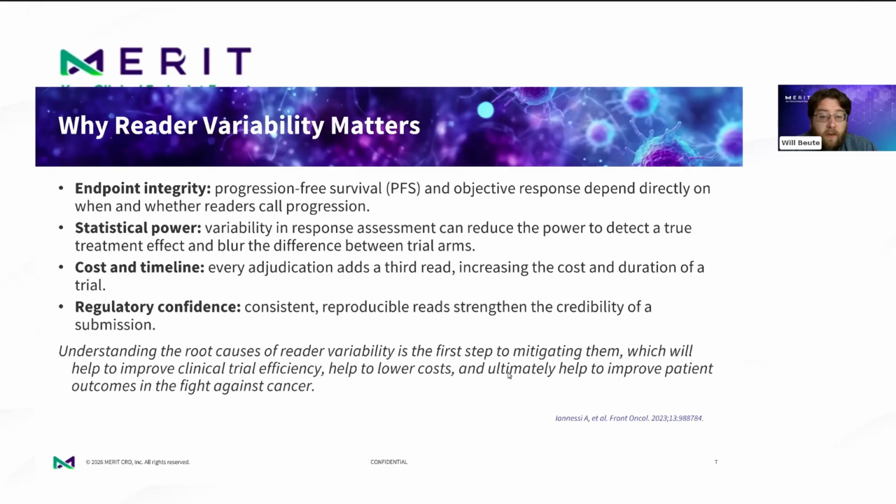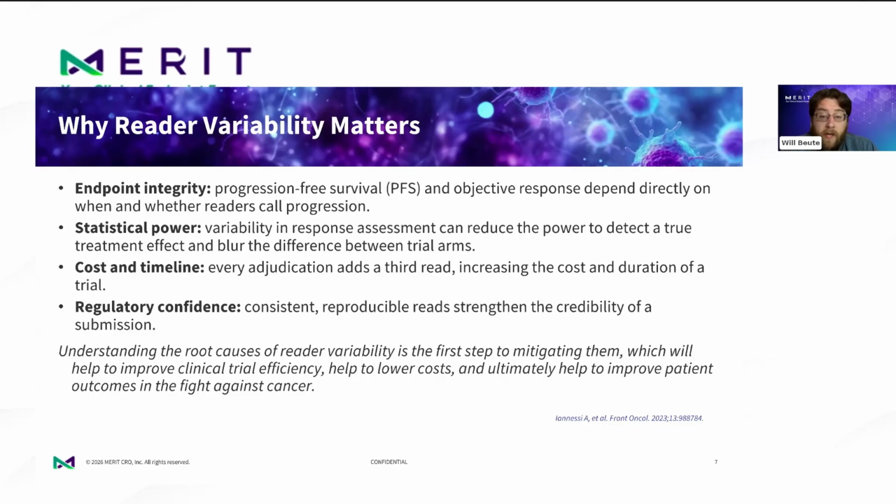So before we quantify the problem, let's be clear about why this is important. Reader variability isn't just an academic curiosity. It has direct practical consequences for a trial. The first of those is endpoint integrity. Endpoints like progression-free survival and objective response rate depend directly on when and whether a reader calls progression of the disease. If two readers disagree on that call, they can produce two different endpoint values for the same patient.